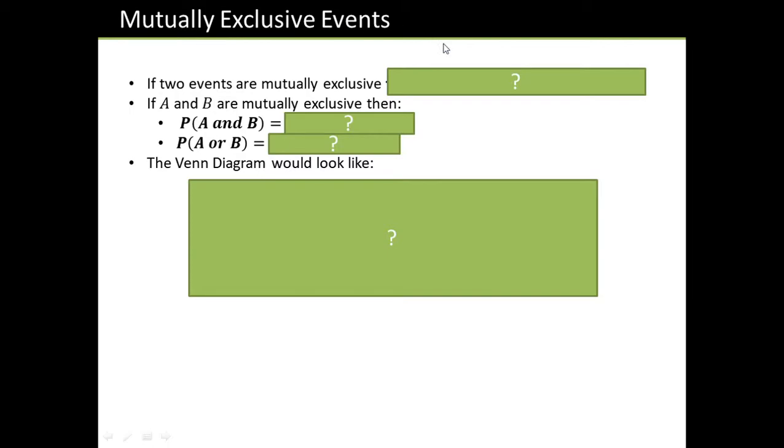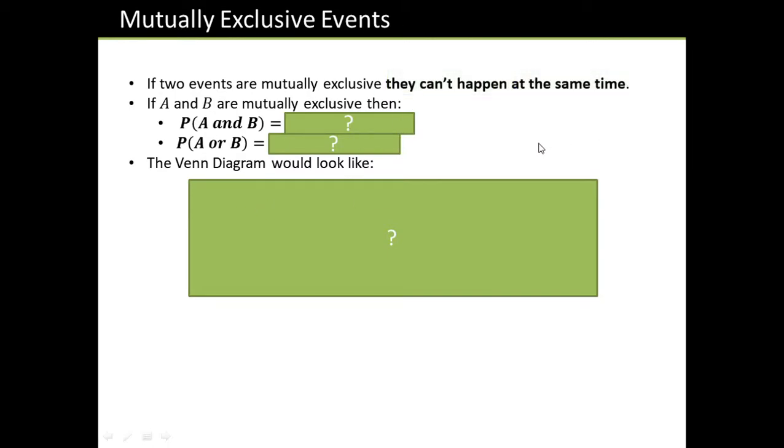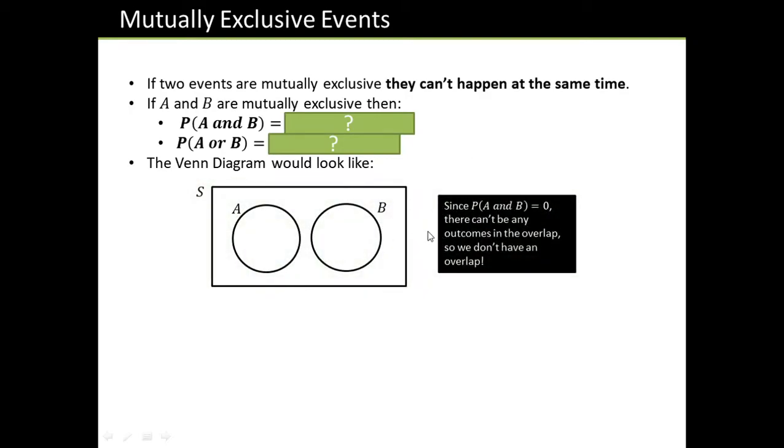So now we're looking at mutually exclusive events, and they are events that cannot happen at the same time. So if we look at a Venn diagram, if events can't happen at the same time, then there's not going to be any overlap because there's no chance of them happening at the same time, which means that the probability of them happening at the same time is 0. And the probability of either one or the other happening, you can just literally add those two together, the probability of A and the probability of B.